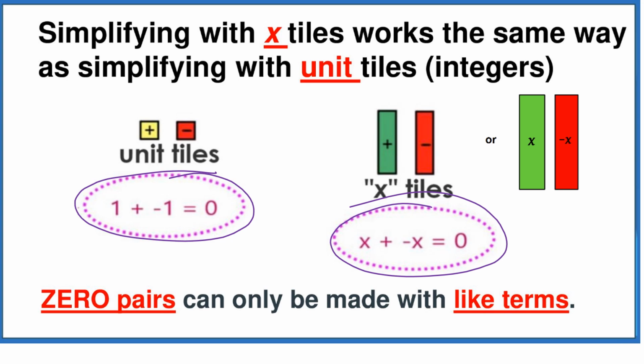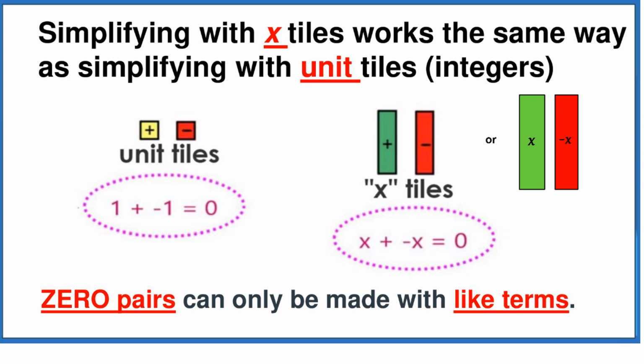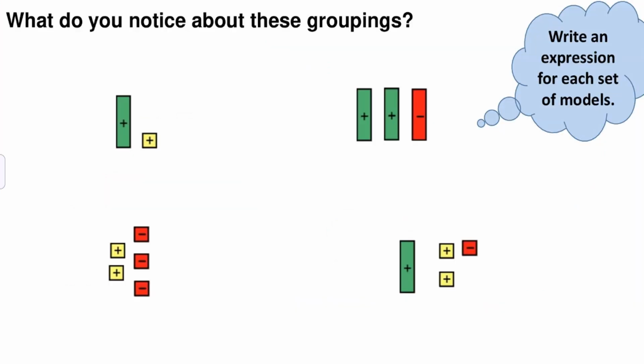Now, sometimes your X tiles, or the tiles that represent the variables, might look something like this, where they are the larger tiles, the larger rectangles with a positive or negative, or they might look like this, where they actually have the variable and whether it's positive or negative labeled directly on them. So let's look at these models and write an expression for each of these models.